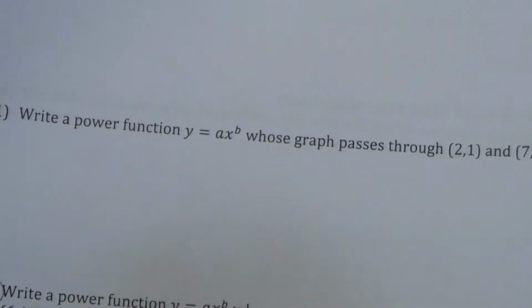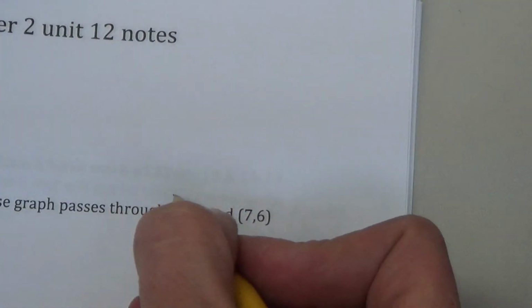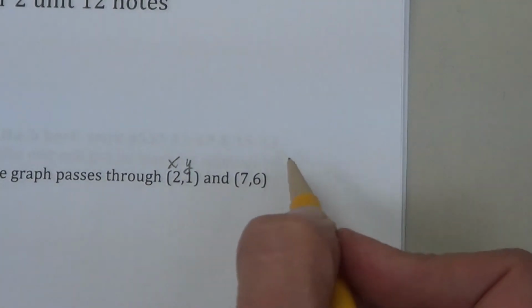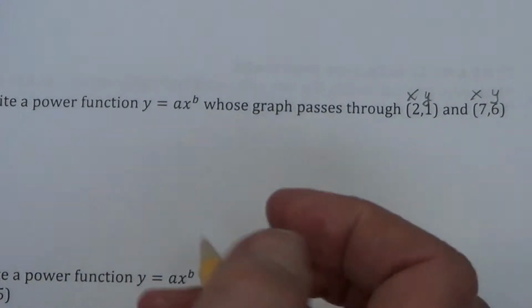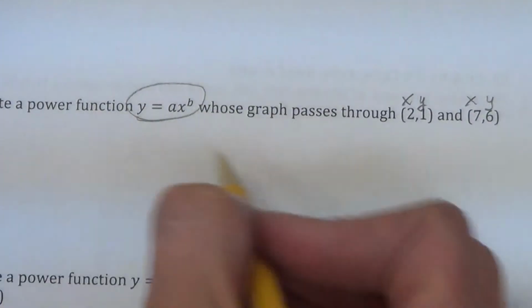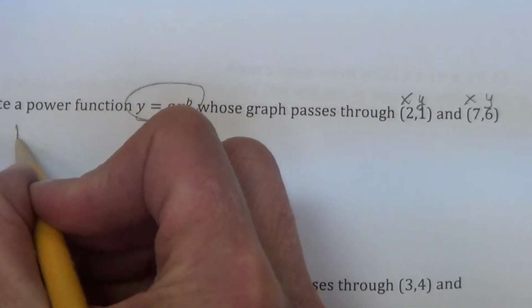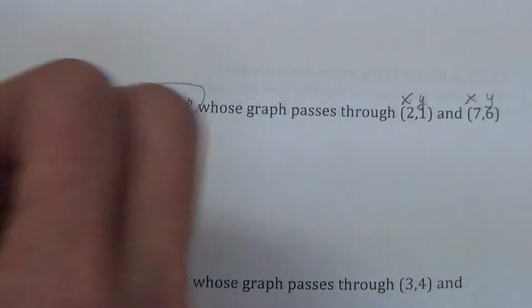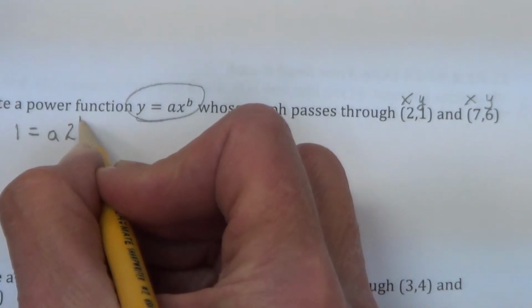Let's go ahead and do this power function. We have our x and y value. X is 2, y is 1, and x is 7, y is 6. We come over and we plug those in to this equation. So our y is 1 equals a, 2 is our x value, to the b.